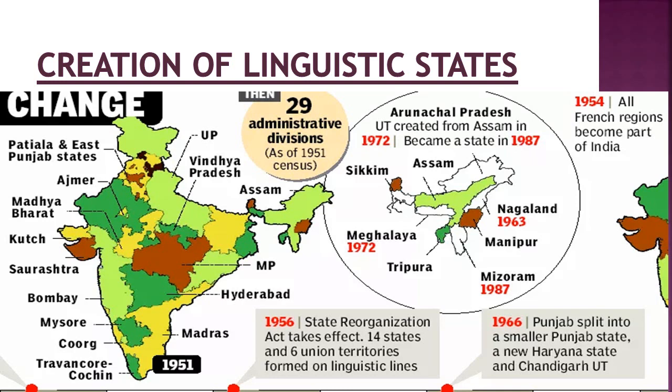Later, some states were divided not on the basis of language but on the basis of their culture. For example, Nagaland, Jharkhand and Uttarakhand.